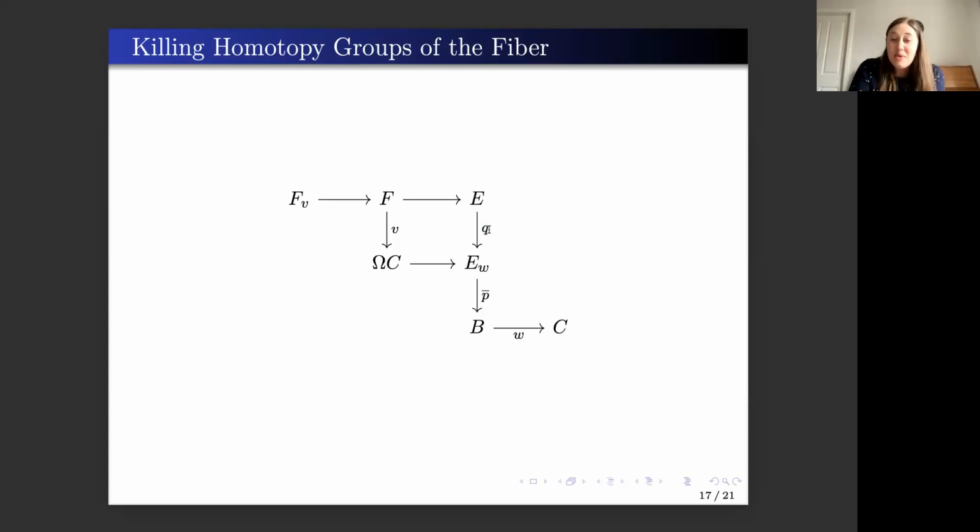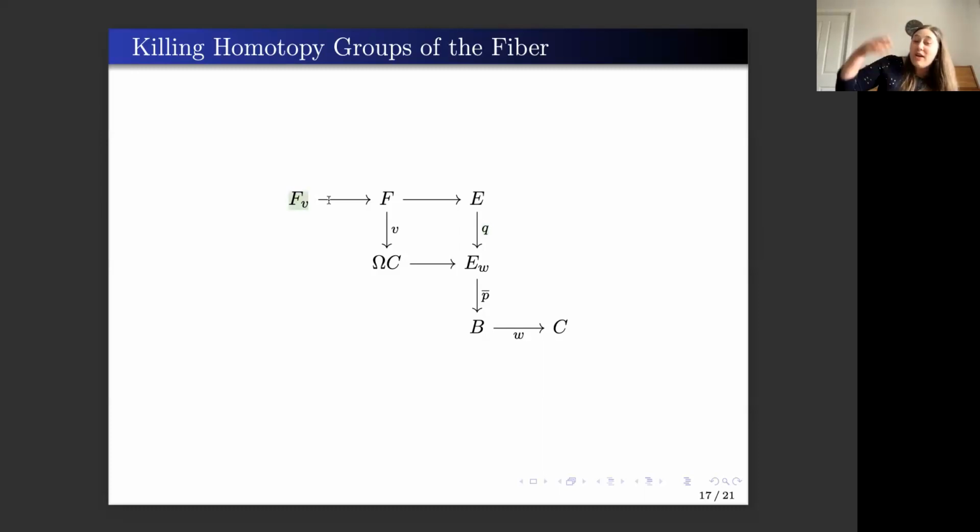Now restrict Q to the original fiber F, which sits inside E. And you can easily check that this gives you a map V from F into loops C. Now, turn V into a fibration, say with a fiber F sub V. You can then easily check that Q from E to EW is homotopy equivalent to a fibration with fiber F sub V. Okay, just believe me about this. So now visualize this Q, which we're thinking of now as a fibration with fiber F sub V.